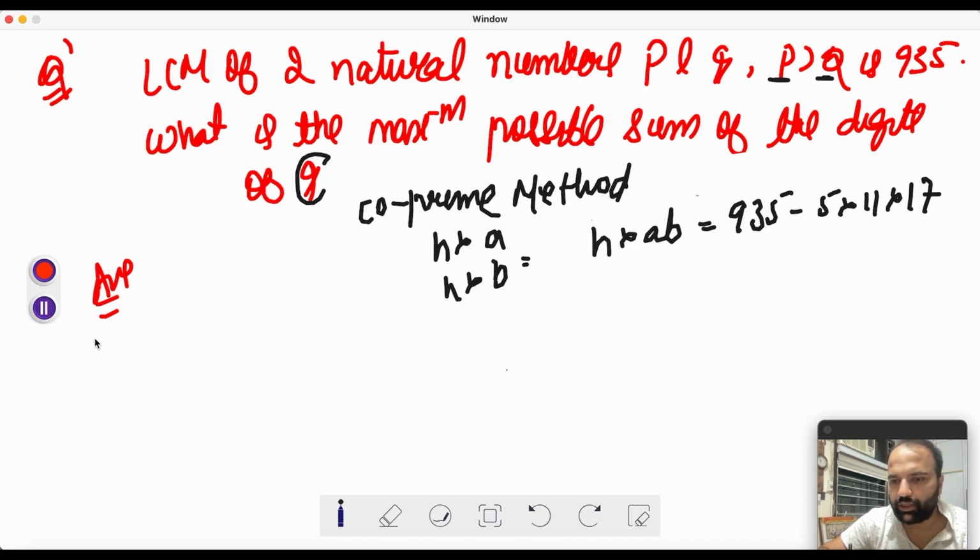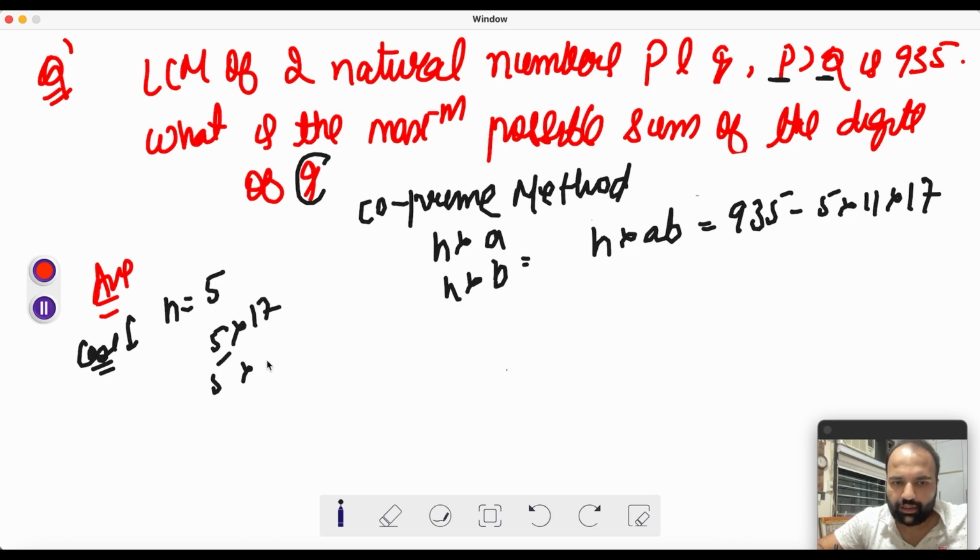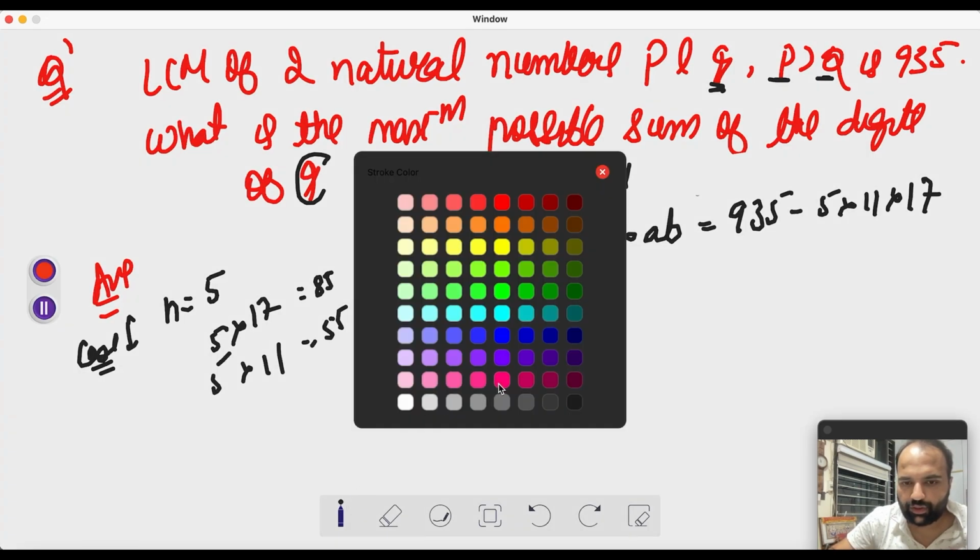This would be entirely a hit and trial method. So let's say we take H is equal to 5. So we have to take A has to be bigger, because we are denoting A as P, so A is the bigger number. So it will be 17 and it will be 11. I'm sorry, 5 into 17 into 11. So this is 85, this is 55. So we just have to take the sum of Q. So this is 10.